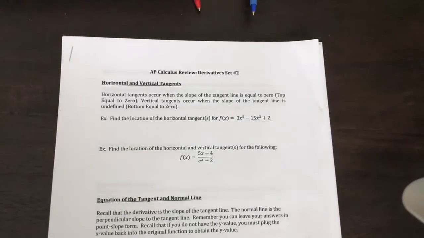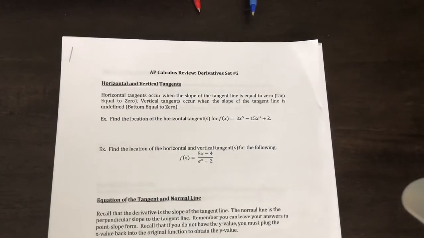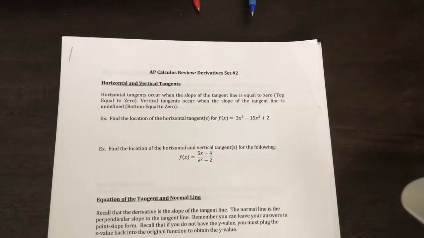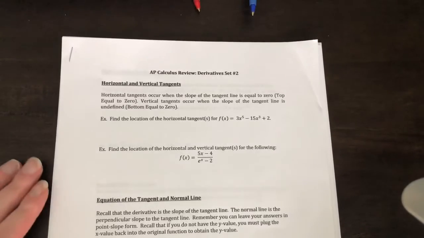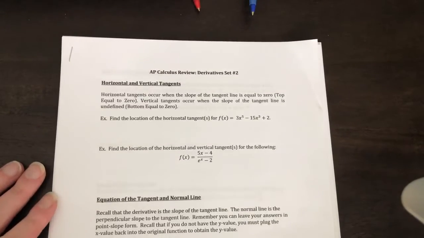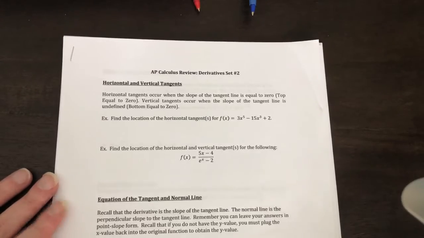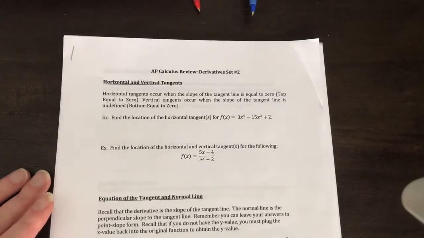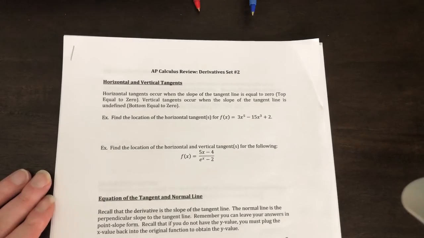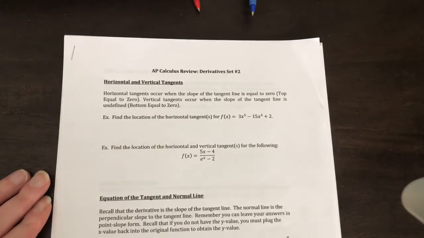Okay guys, as we continue our study of derivatives, we're going to go a little more into detail. In the last set, you were able to do product and quotient rule and all that good stuff, and we're going to just start talking about applications. So the first thing we're going to talk about is horizontal and vertical tangents. A horizontal tangent occurs when the derivative is equal to 0, and a vertical tangent occurs where the derivative is undefined. So if you have a fraction, you're going to set the bottom of the fraction equal to 0.